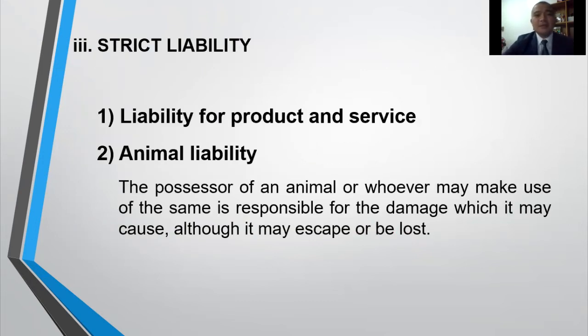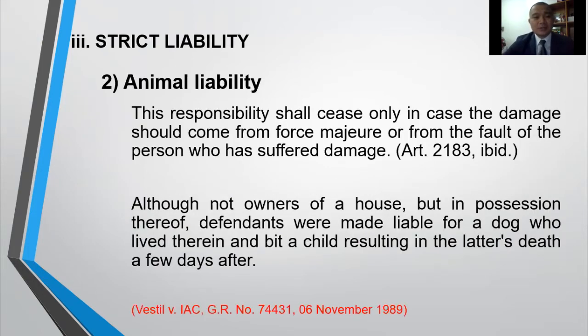For strict liability, number 1, liability for the product and services. Number 2, animal liability. So the possessor or owner of an animal who has made damages to another shall be held responsible even though such animal escaped or was lost. But such responsibility ceases if it comes under force majeure. So even though you are not the owner of the house, but you are in possession of the dog which had beaten a child and caused the latter's death in a few days, such possessor of the animal is deemed liable.